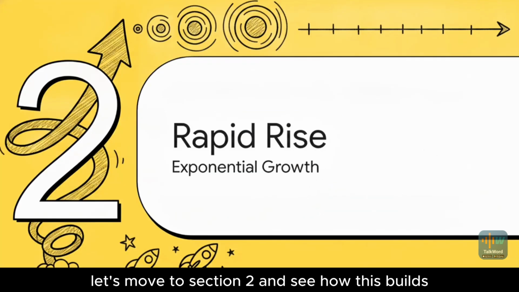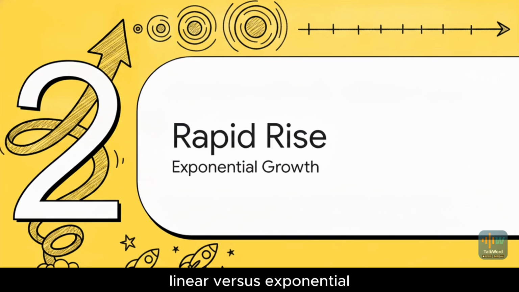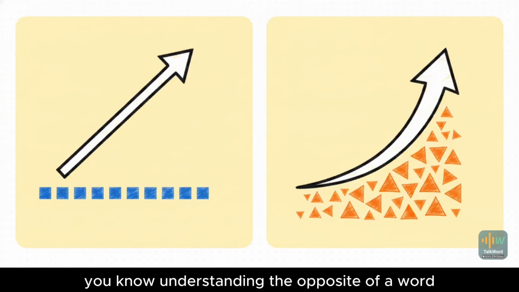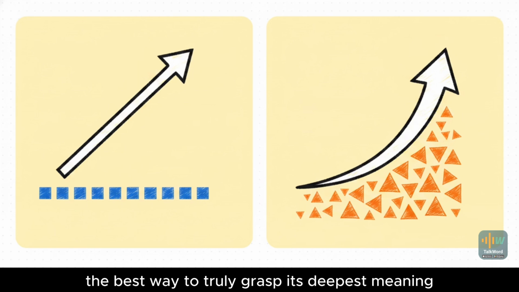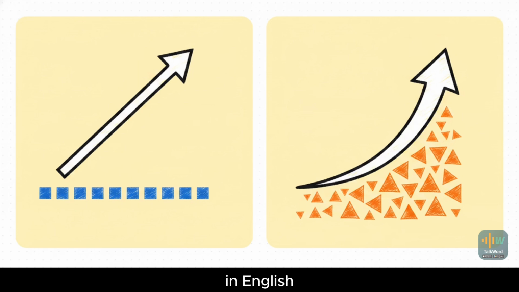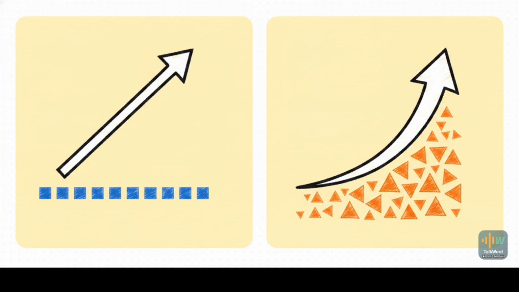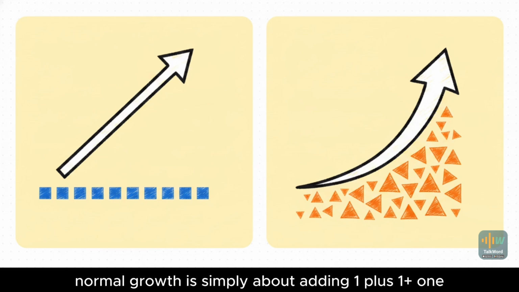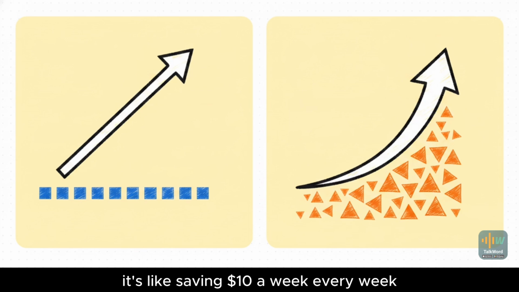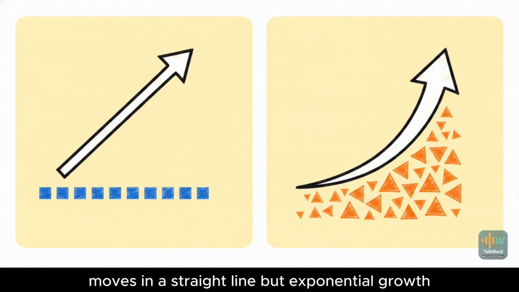Let's move to section 2 and see how this builds. Linear versus exponential. You know, understanding the opposite of a word is often the best way to truly grasp its deepest meaning. In English, we frequently contrast exponential growth with normal linear growth. Normal growth is simply about adding 1 + 1 + 1. It's like saving $10 a week every week. It's steady, predictable, moves in a straight line.